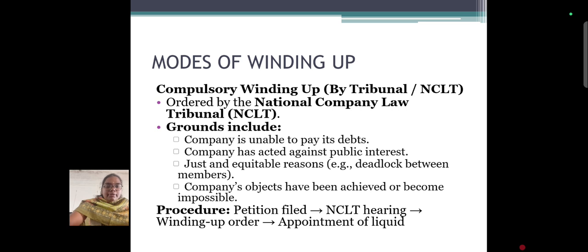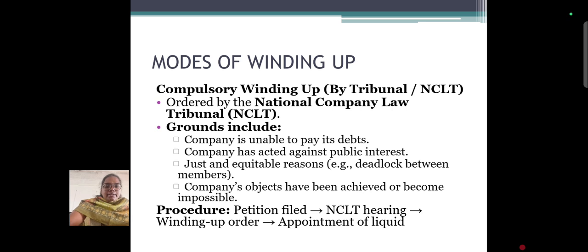Next, modes of winding up. There are two types of winding up. The first is compulsory winding up. Compulsory winding up is by tribunal, ordered by the National Company Law Tribunal. Grounds included are company is unable to pay its debts, company has acted against the public interest, just and equitable reasons, for example, deadlock between members, and company's objects have been achieved or become impossible. These are the reasons for compulsory winding up.